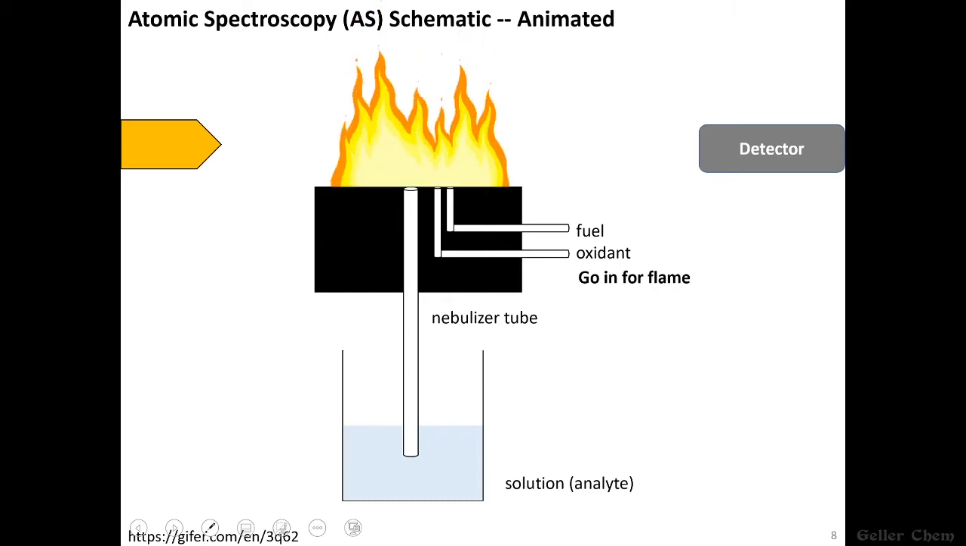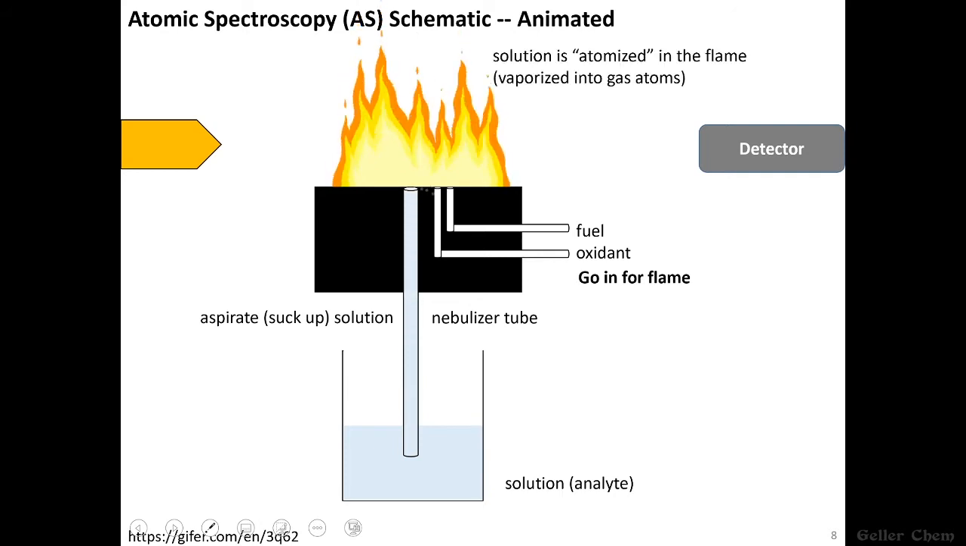Okay, much better. At the same time that this fire is burning, our analyte solution is being sucked up through this tube known as a nebulizer tube, and then that solution makes its way into the fire. Instead of using the term suck up though, a more scientific term would be aspirate. Now the flame is ideally hot enough to vaporize our analyte solution into gaseous atoms. We would call that process atomization.